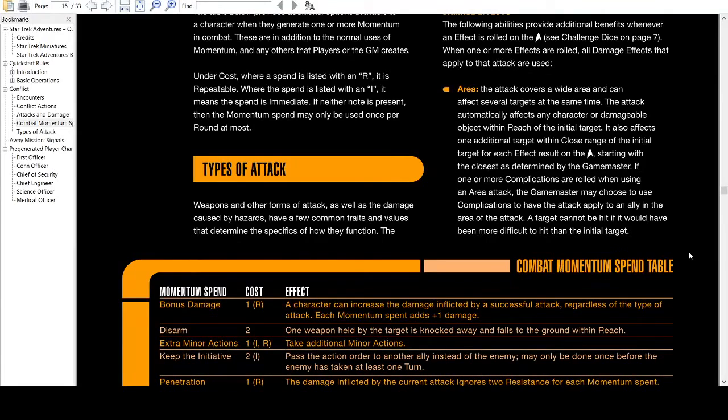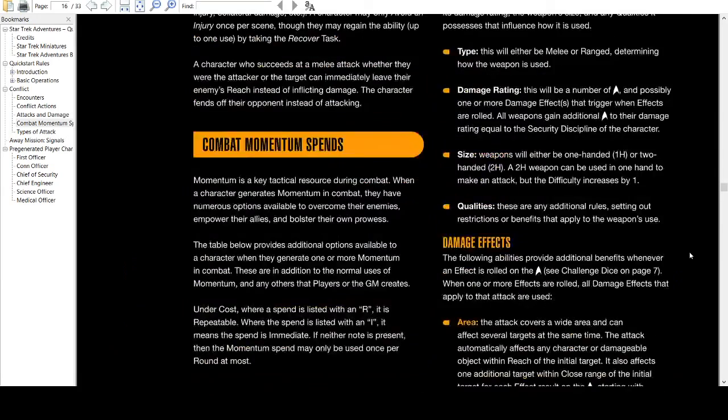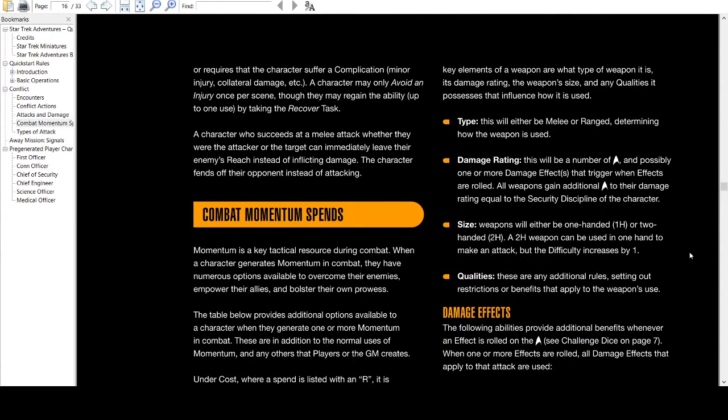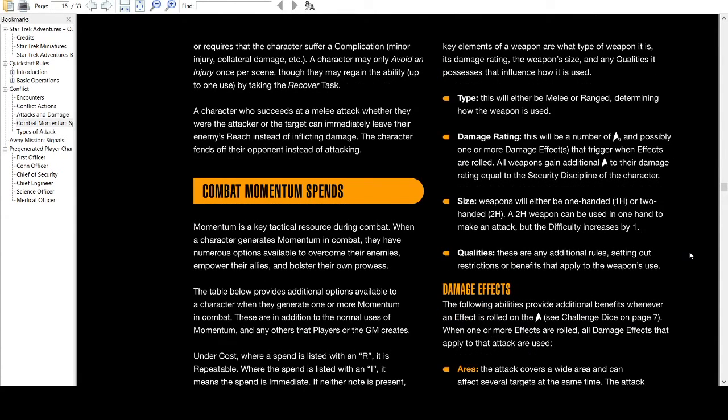Alright, types of attack. Weapons and other forms of attack, as well as the damage caused by hazards, have a few common traits and values that determine the specifics of how they function. The key elements of a weapon are what type of weapon it is, its damage rating, the weapon's size, and any qualities it possesses that influence how it is used. So type, this will either be melee or ranged, determining how the weapon is used.